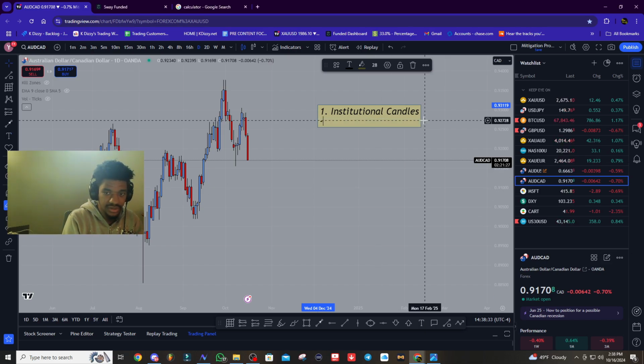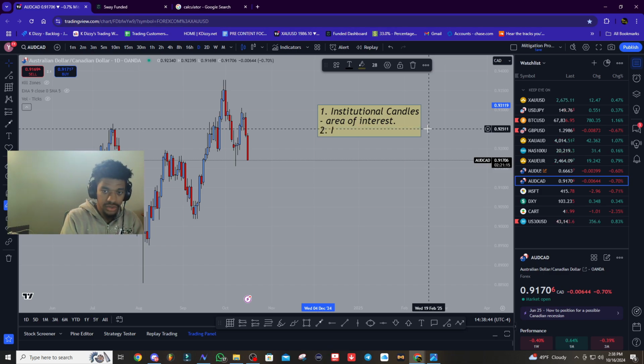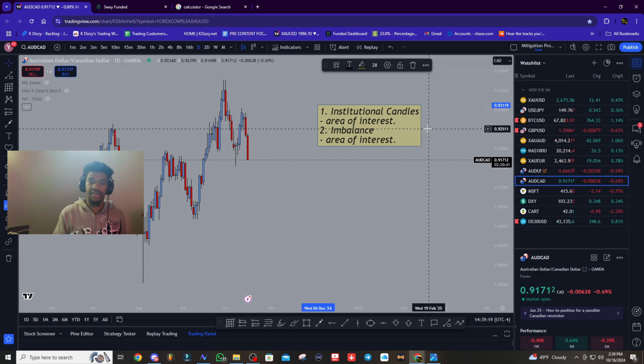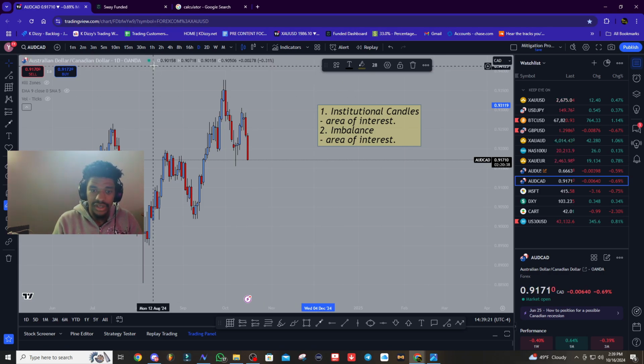I'm going to write these notes down. Area of interest. Now it brings me to number two, which is an imbalance, which is also an area of interest. They just look different and they're found differently, but they're both areas of interest. This can help you take out your money in profit, and it can help you take out your money when you're losing, just based on whether the chart respects or doesn't respect this area of interest. Hopefully that makes sense. Get your questions ready if needed, and I'll get to them.